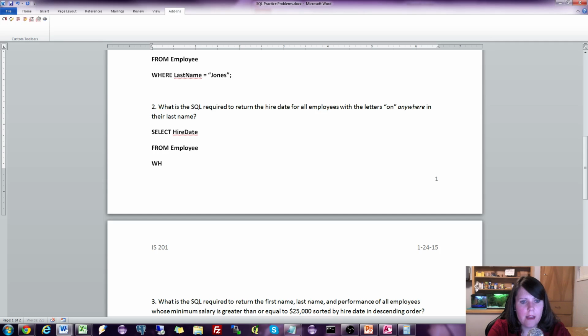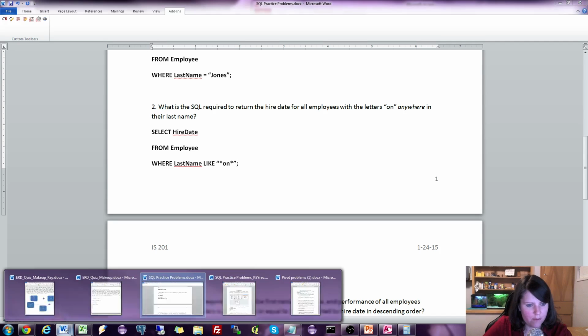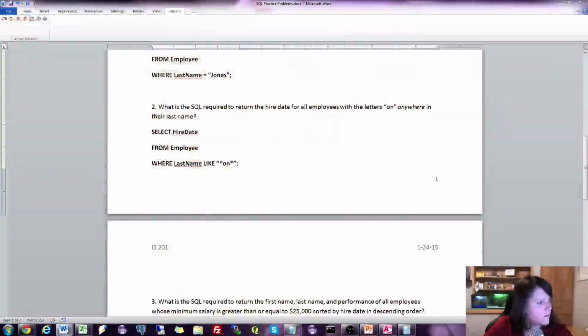Okay, so from employee and then where, so we have our condition. With the letters ON anywhere in their last name. So we've got where last name, and then our keyword like, ON. ON has to be anywhere in their last name, so essentially we're going to need a wildcard. So anywhere, as many different letters as I can have, and then ON, and then more letters, a bunch of letters, end quote, semicolon.